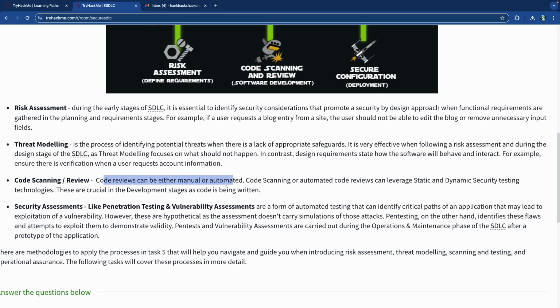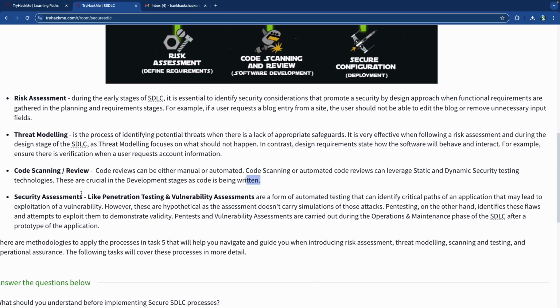So, code scanning and review. Code reviews can either be manual or automated. Code scanning, or automated code reviews, can leverage static and dynamic security testing. Static means that it's just happening while it's sitting there at rest. Dynamic security testing is done while it's running. And these are crucial in the development stages as code is being written. So you look at the code while it's just sitting there, and that would be static code scanning. And then you run the code, and then you look at how it performs and how it runs. And during that phase, that would be a dynamic security test, where you're looking at what potential vulnerabilities exist.